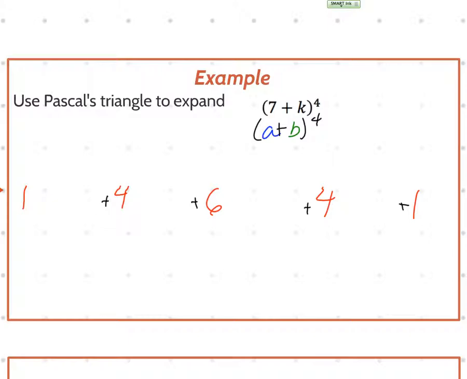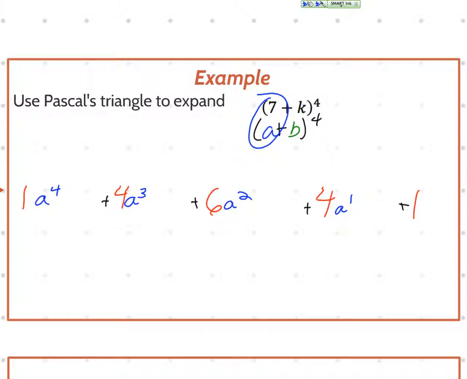Then we can take our powers, our A's and B's, and we can put the powers on them. So remember, when you start with A, you start with the biggest power, the power of your expansion. Well, this is going to the 4th power, so I would have A to the 4th power. And then that just drops down. So A to the 3rd power, A to the second power, A to the first power, and then I don't need to write down A to the 0 power.